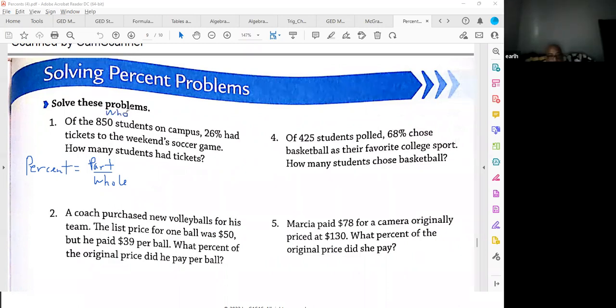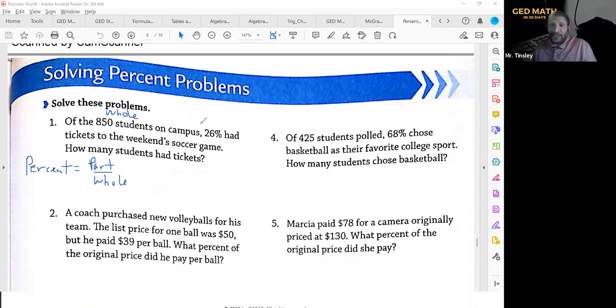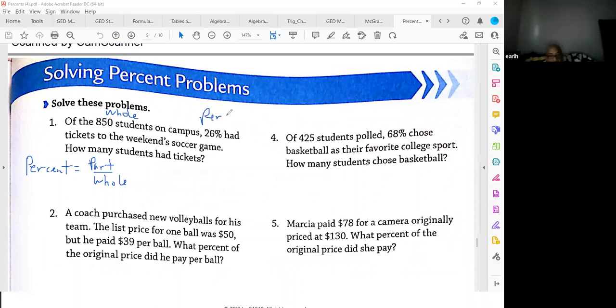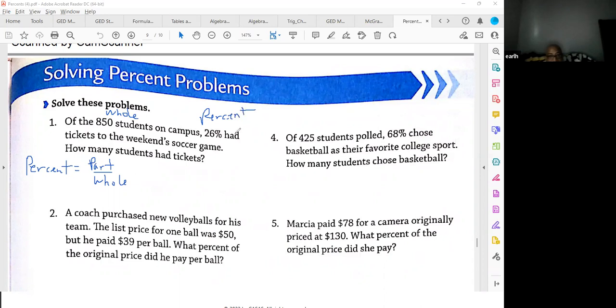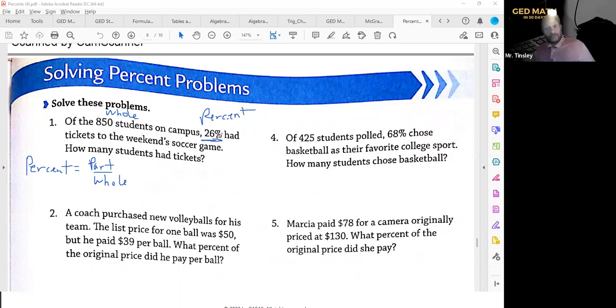The whole. And 26% is what? The percent. How do you know it's percent? Look, it's telling you, the percent sign. So now we know what we need to solve for. We have the whole, we have the percent, we don't have the part. That's the unknown. This is all algebra. So you identify what you have so you can understand what you need to solve for. We need to solve for the part.